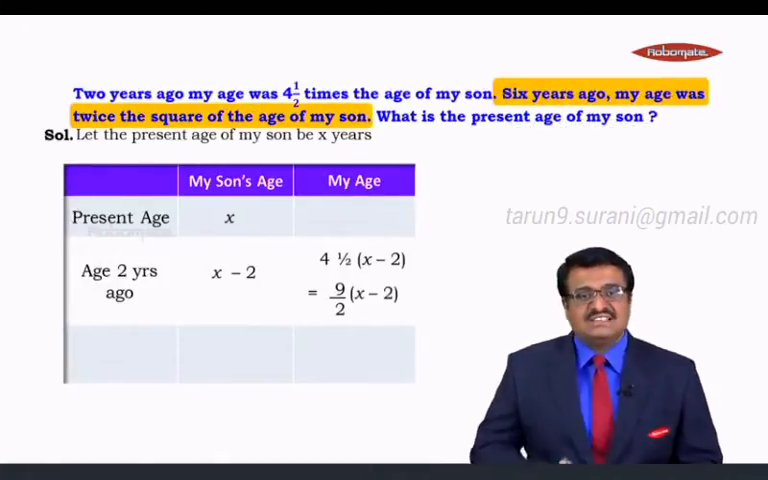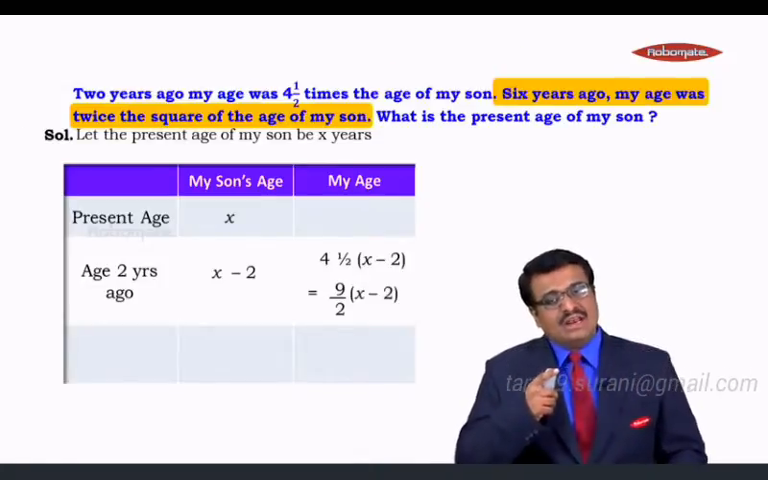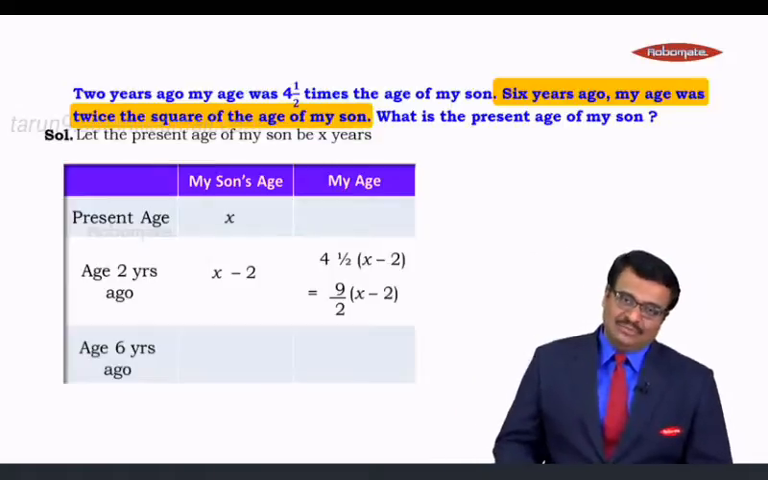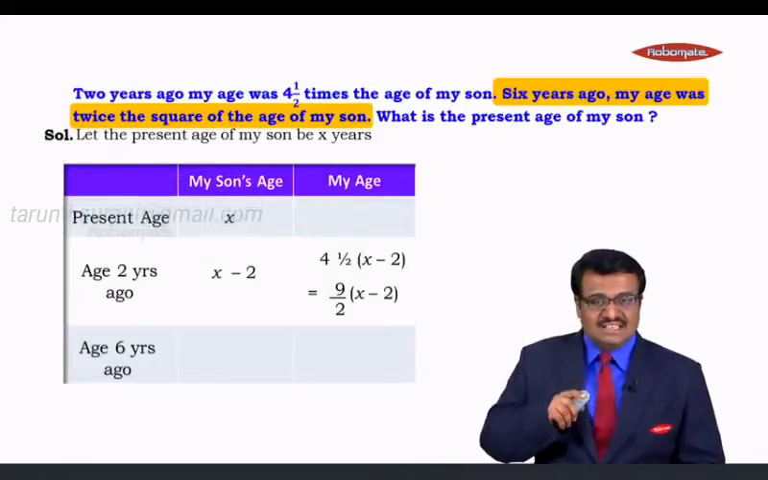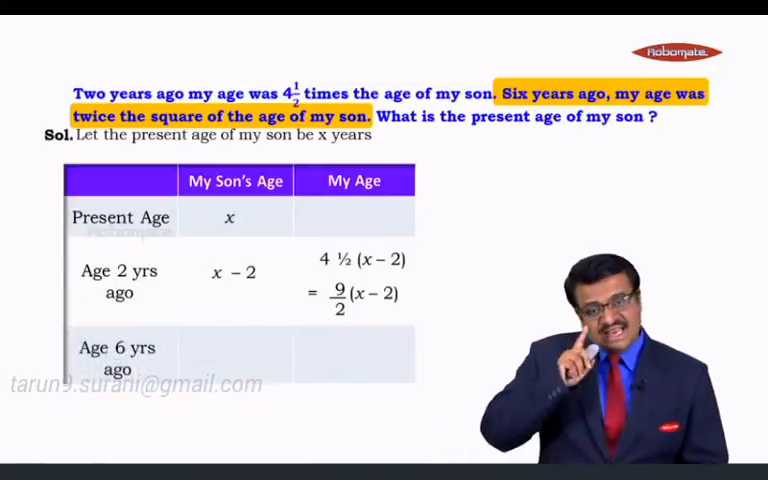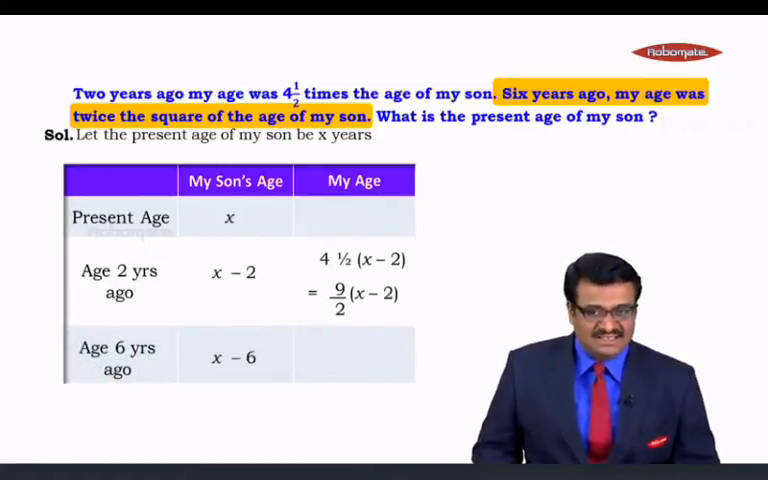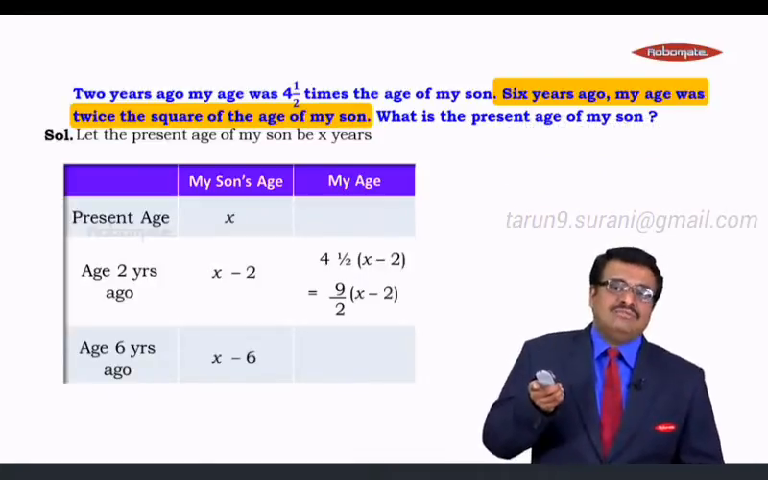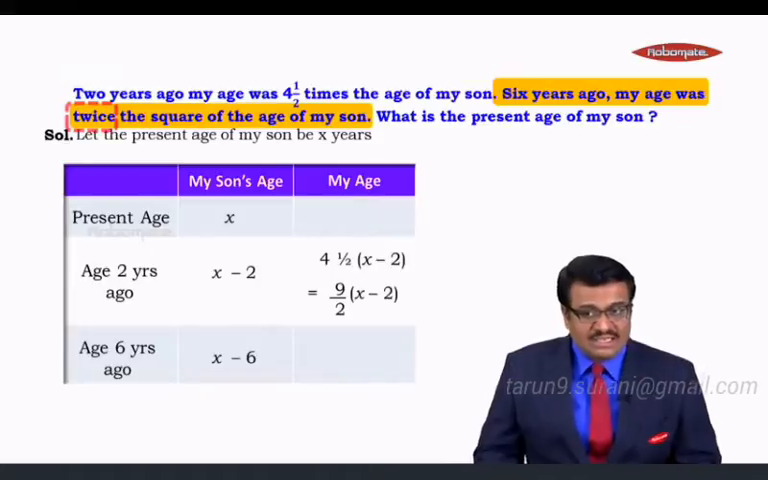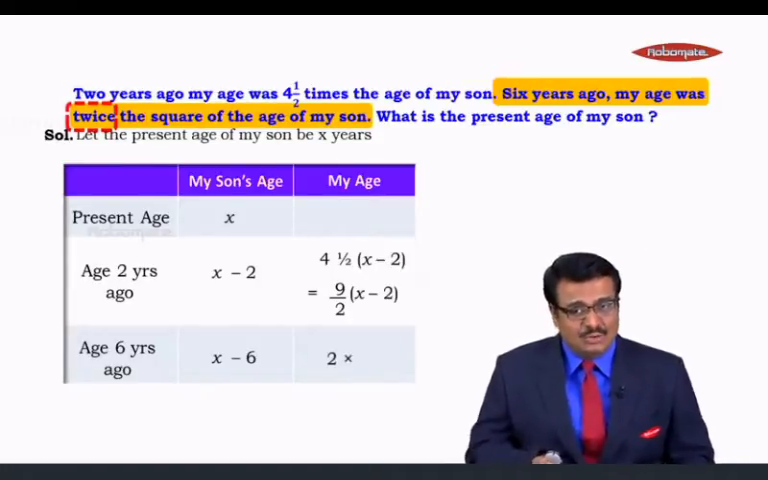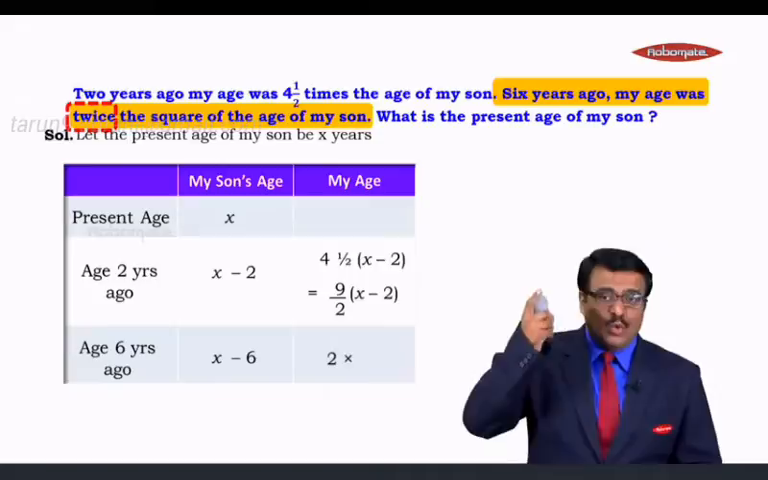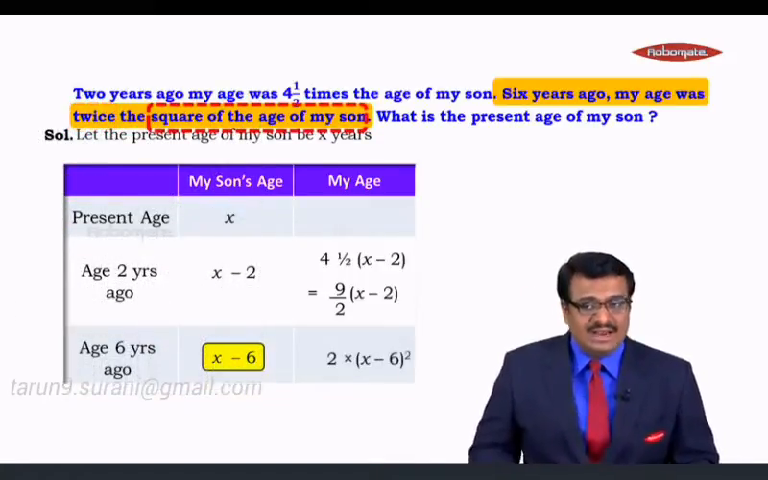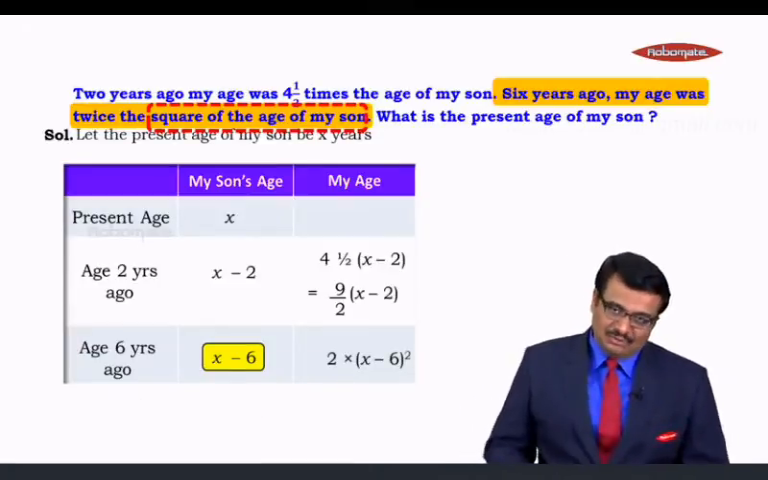Now 6 years ago my age was twice the square of the age of my son. Now let us consider the age 6 years ago. My son's age: today my son is x years old. His age 6 years ago is how much? x minus 6. Right? 6 years ago my age was twice the square of the age of my son. So my age was how much? Twice means 2 into the square of the age of my son. Square of the age of my son means x minus 6 the whole square, right? So this is my age 6 years ago, right?